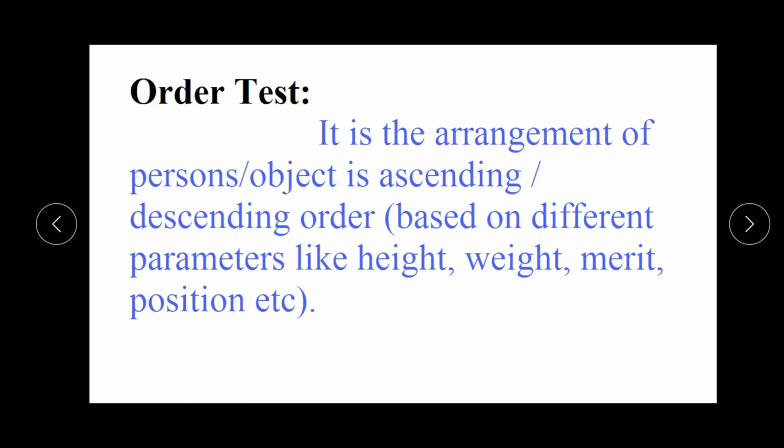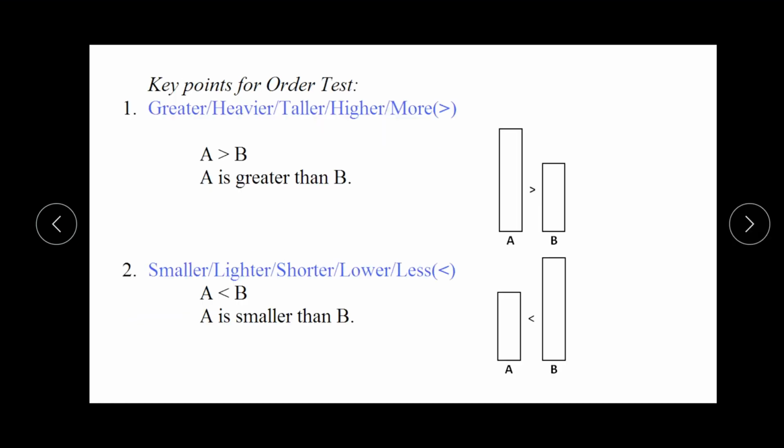Order test. It is the arrangement of persons or objects in ascending and descending order based on different parameters like height, weight, merit, positions, shape, etc. The key points for the order test: these are the words which we will see in the questions: greater, heavier, taller, higher, more, and we can understand these words according to the diagram.